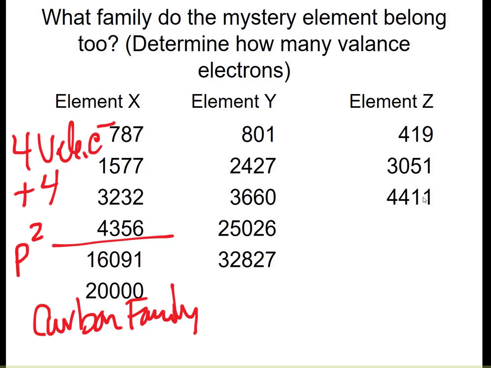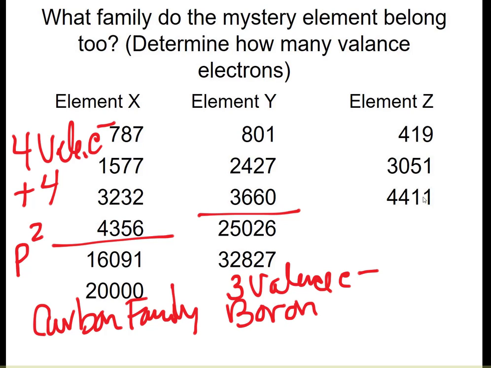Let's look at the second one, element Y. We see the big jump after the 3rd electron. So this has 3 valence electrons. And looking on my periodic table, this is the boron family. I know that its electron configuration is going to end in a p1. And I know that it would have a +3 oxidation number.